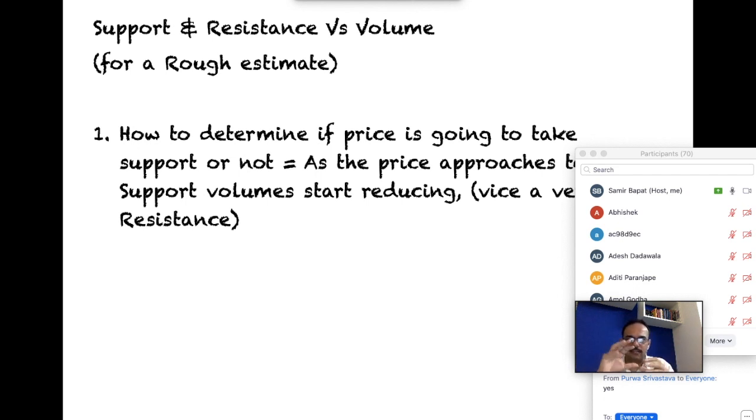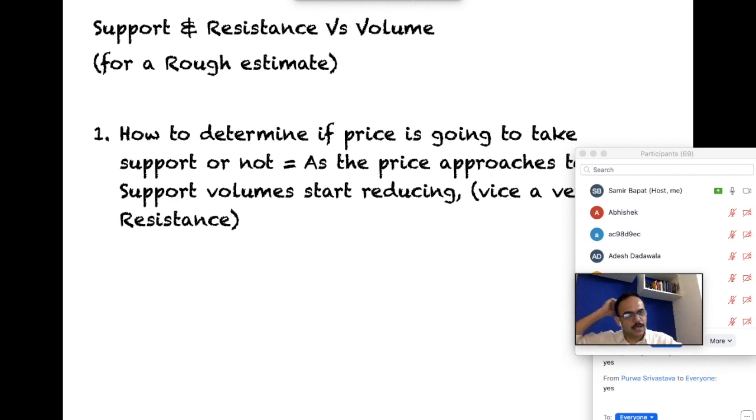It's relative again, so you cannot say okay how many thousand or like that. You have to visually see, because technical analysis is all about visual, it's all about the picture. So you have to see okay how much was the volume, is it reducing, yes, as it is coming to support, okay, now is it constant, yes, now is it increasing, yes. So that means it is going to go up.